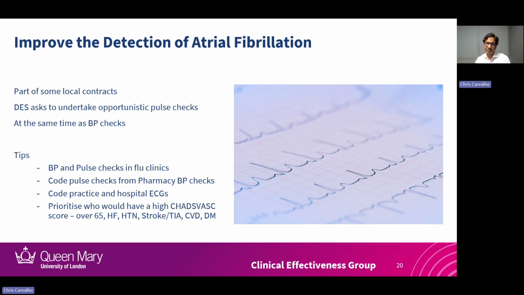I don't look at many ECGs, but looking at that one, I don't think that one has AF. But if anyone does spot what the arrhythmia is on there, put it in the chat.